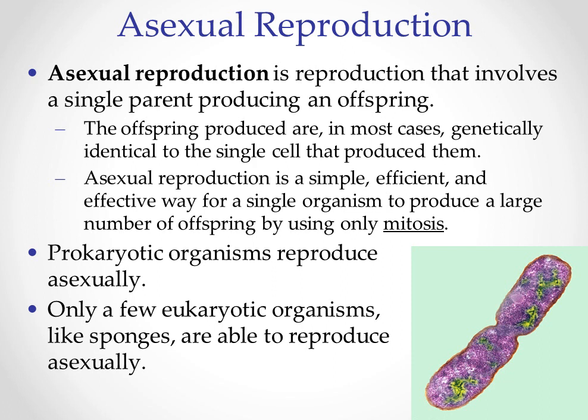So prokaryotic, anything that has any type of cell or organism that does not have a nucleus, it's going to reproduce asexually. There are a couple eukaryotic organisms. Again, eukaryotic means like us, we have a nucleus. That's like sponges. Sponges actually have the ability to reproduce asexually as well if they can't find an actual partner themselves.